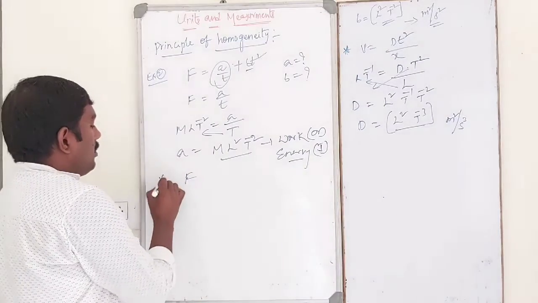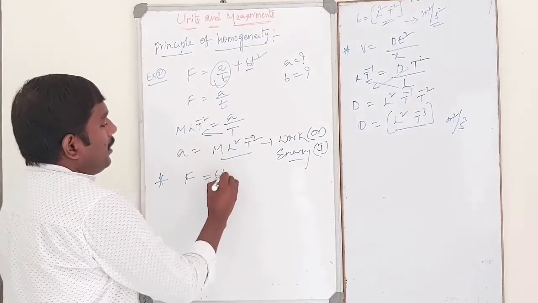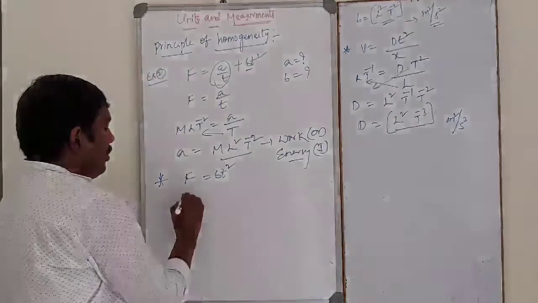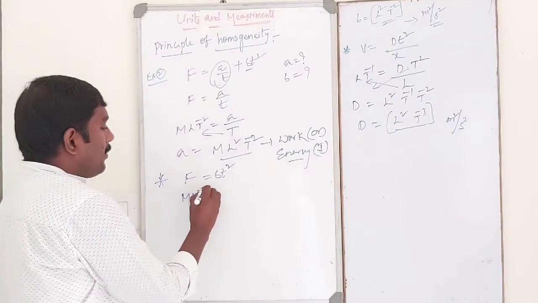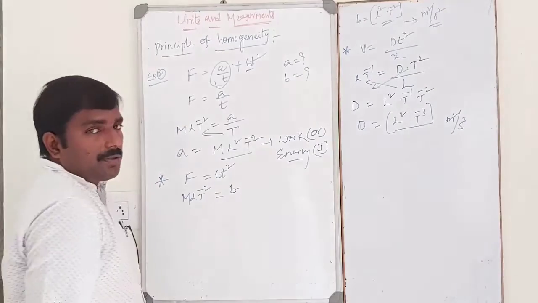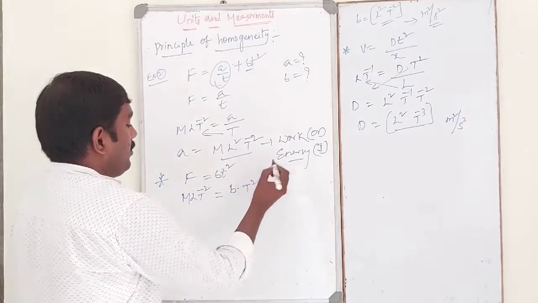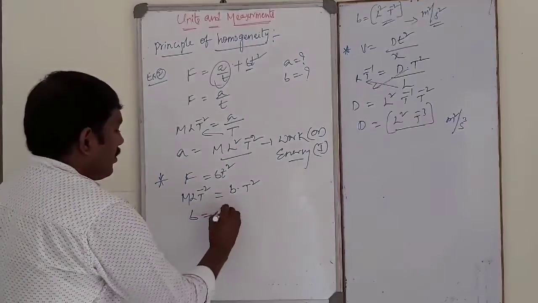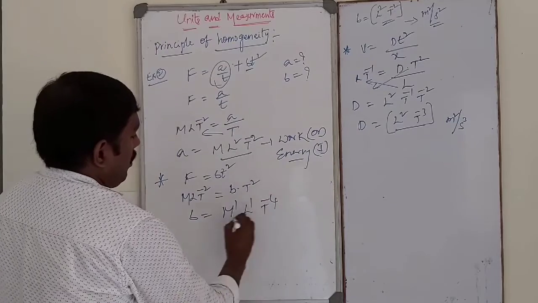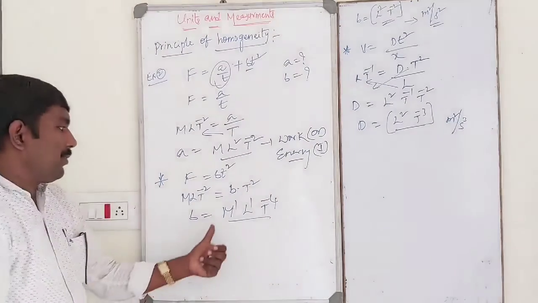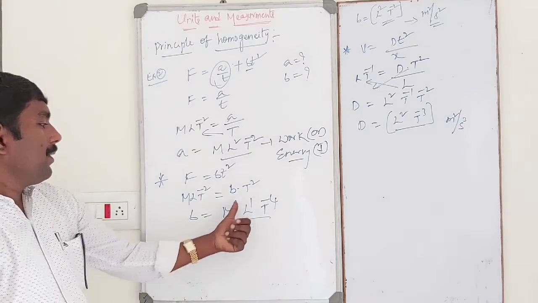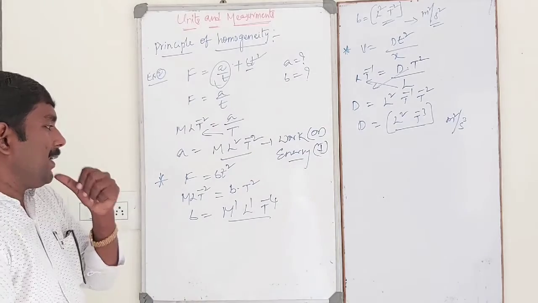Next, I want the dimensional formula for b. F is equal to bt square. The dimensional formula for force, MLT^-2, is equal to b into T^2. So b is equal to M^1 L^1 T^-4. This is the dimensional formula for the constant b: M^1 L^1 T^-4.